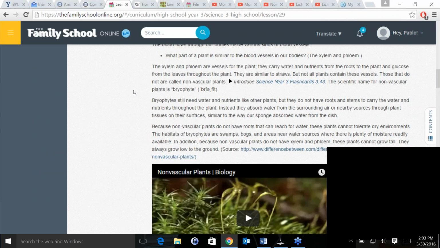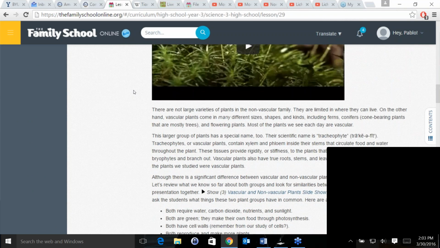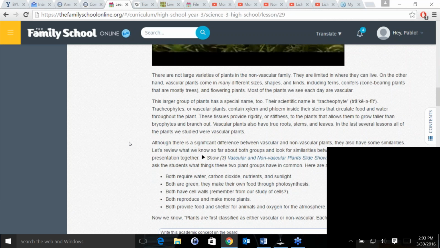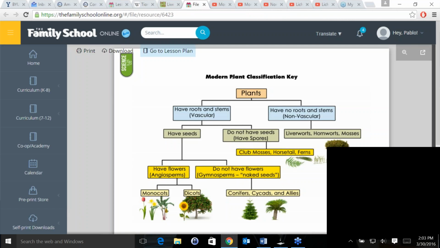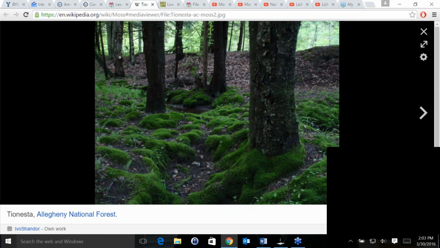So that's the one group, and then there's non-vascular plants, whose scientific name is bryophytes. They are different from vascular plants because they don't have any xylem or phloem, so they don't have any kind of straw-like tubes to carry nutrients and water to the plant. They have to absorb water and nutrients from the surrounding area. Because of this, they have to live in wet, moist areas, or else they'll dry out and won't be able to survive. So it's kind of like they're a sponge.